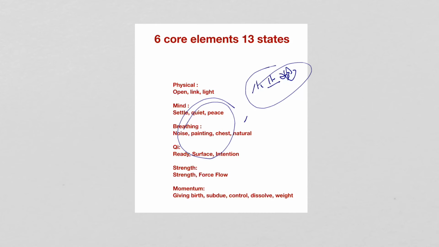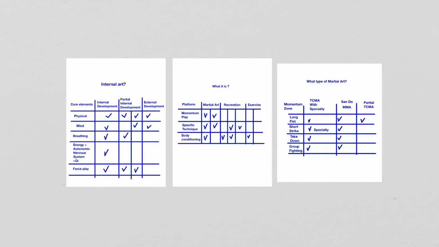Okay, so of course, in the chi element, the energy element, you have states: ready state, surface state, intention state. You have all those kinds of things. You need to know all those. Those are just basic. Otherwise, it won't work. Now, for the martial art people, you have the 6 core elements here. 1, 2, 3, 4, 5, and then the 6. Okay, then it can be categorized in different ways. So if we don't know this, what are we doing?